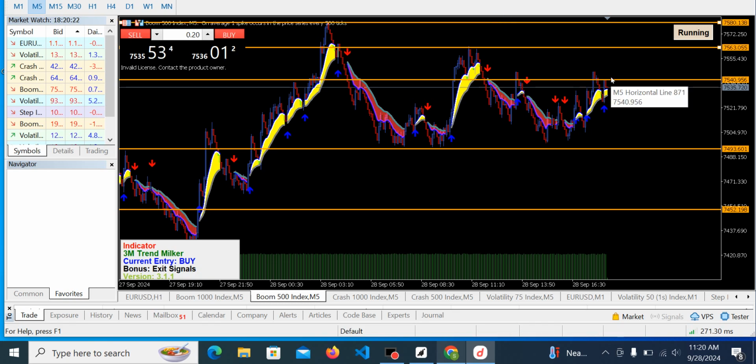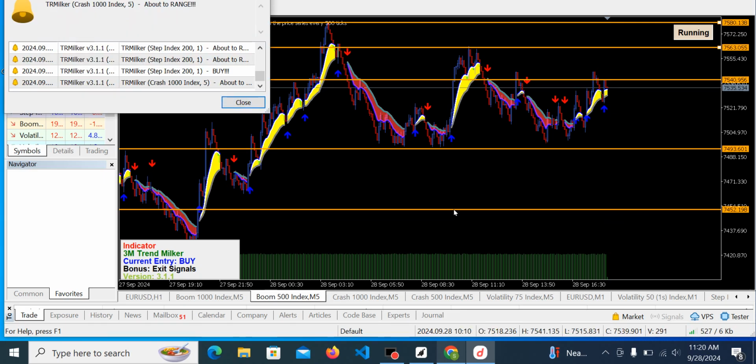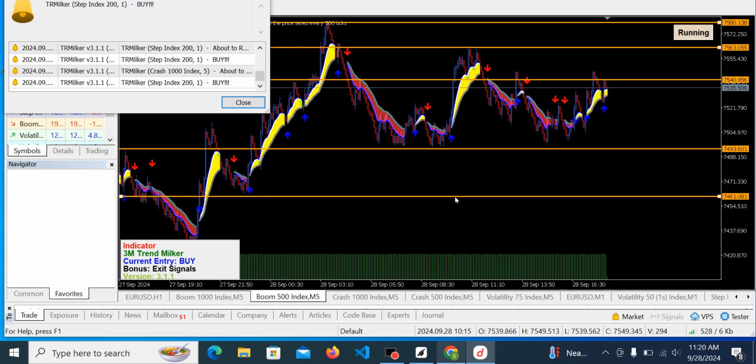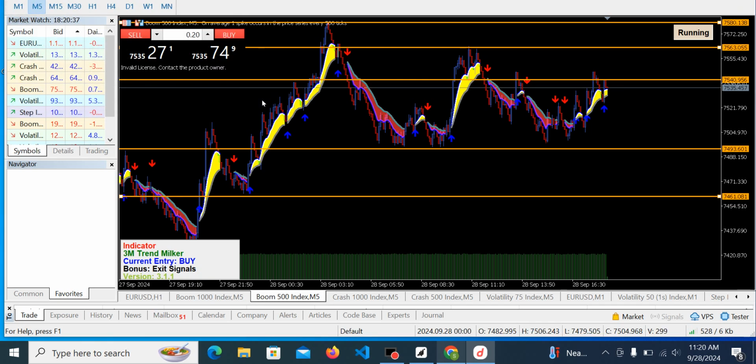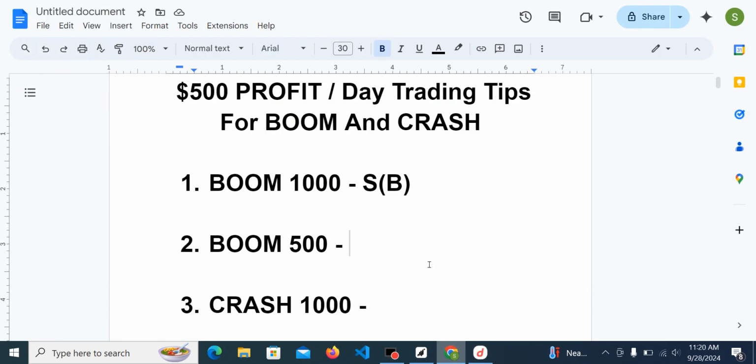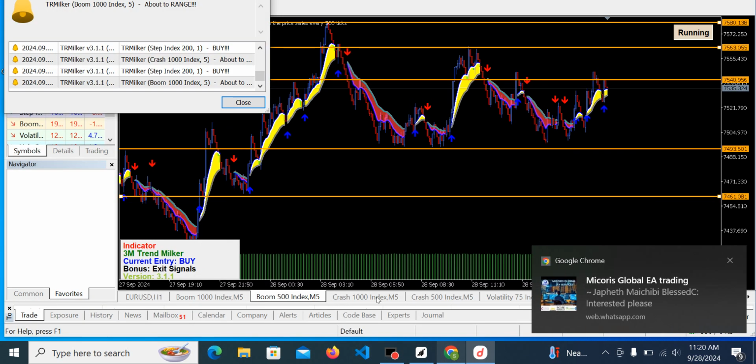But if it does not break out above this, it will come back to this support zone and try to break out below this support zone. Once it breaks out below this support zone, then it should be getting to this region. Okay, this is very, very important. This is still buying at the moment, and of course if it does not break out above that resistance zone, then it's going to sell, so we should take note of that, but it is buying at the moment. Okay, next asset is going to be Crash 1000.